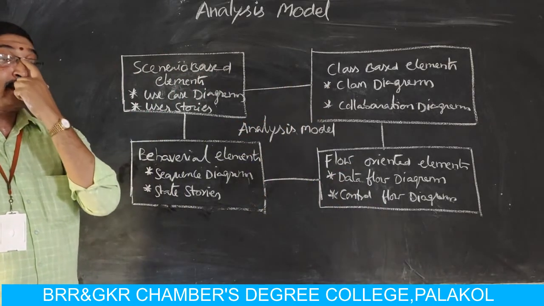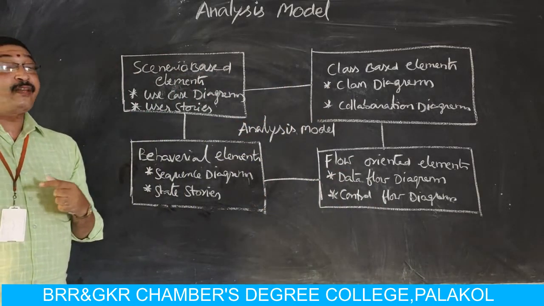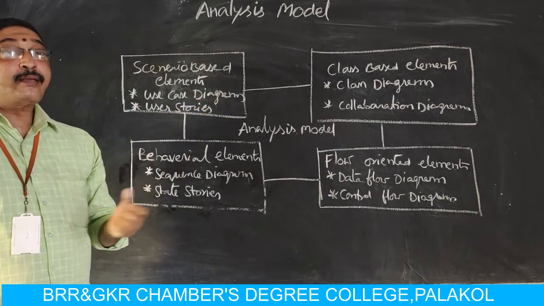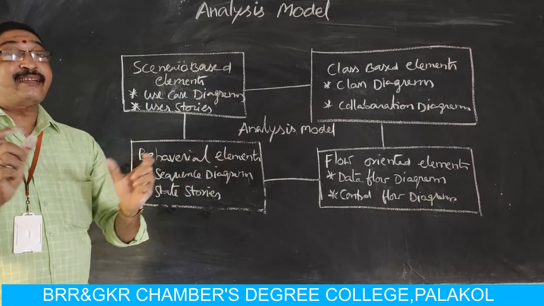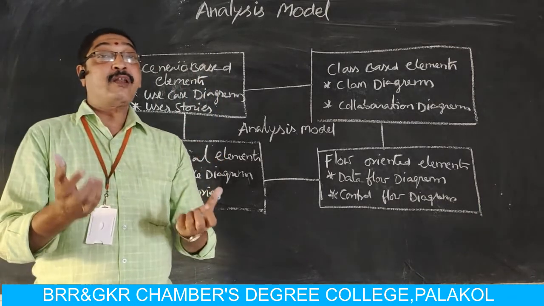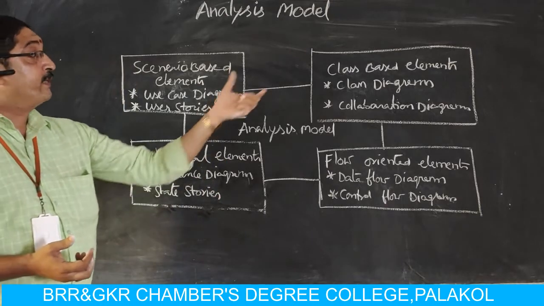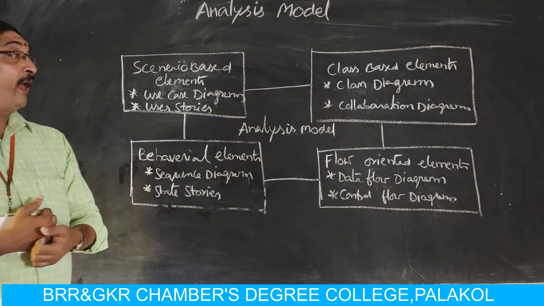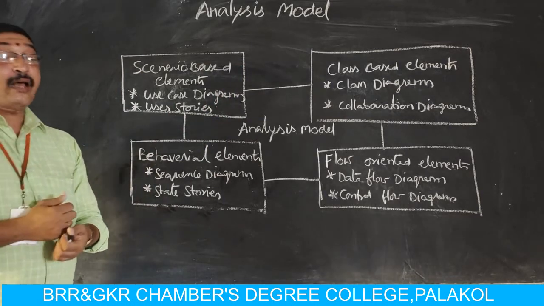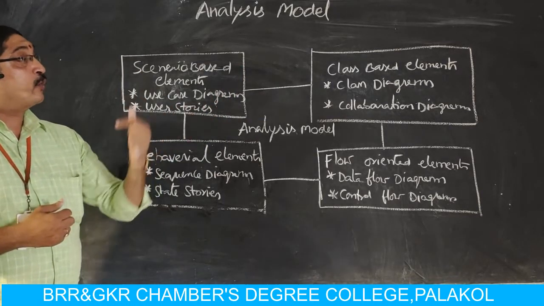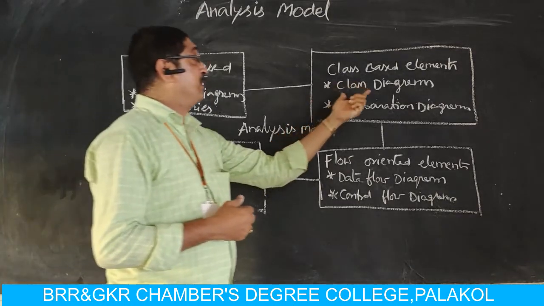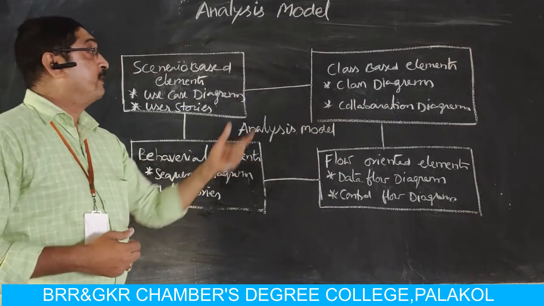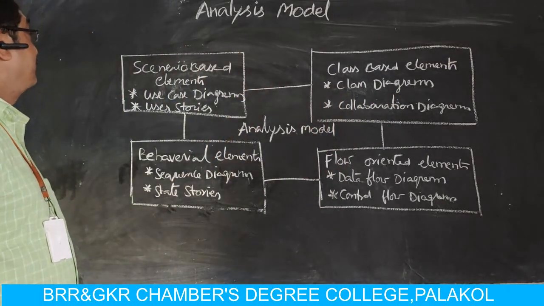And another one is the collaboration that occurs between classes. Here, several classes will be used. Between these classes, there will be some collaboration, some communication. So it will be explained in these class-based elements. Class-based elements are the class diagrams and collaboration diagrams. So this is class-based element. That is the second one we have to discuss.